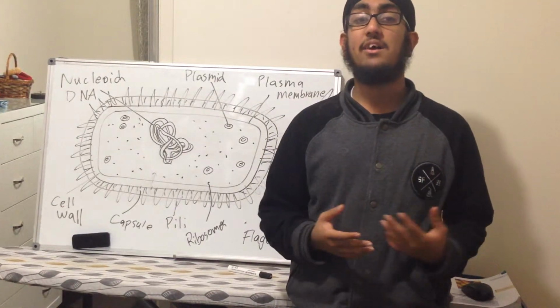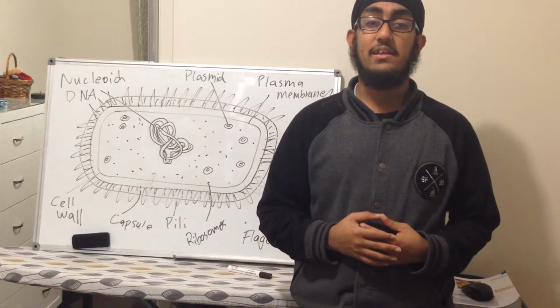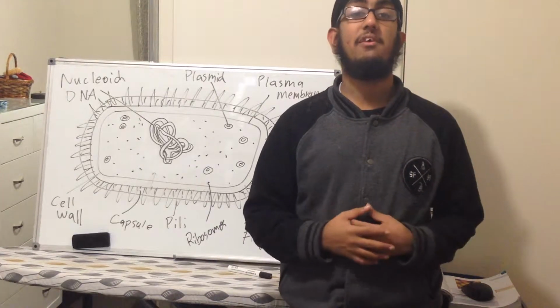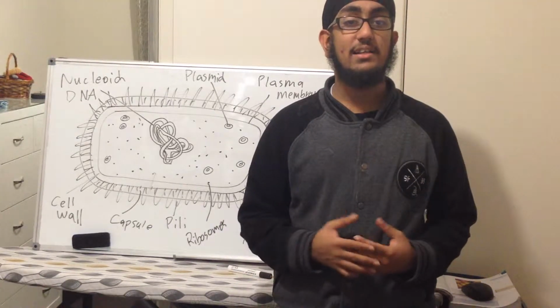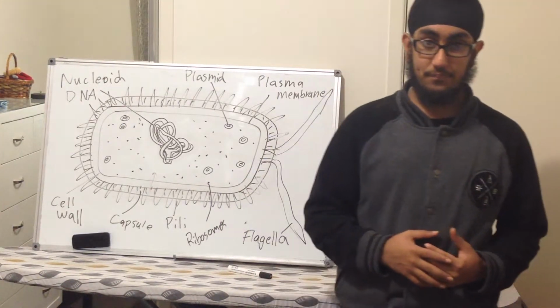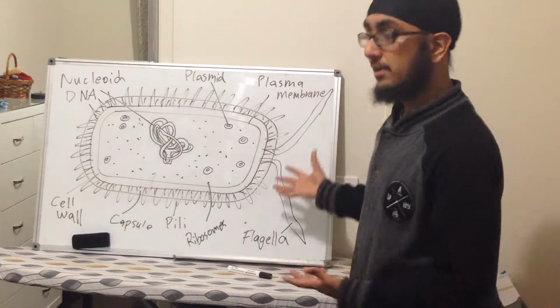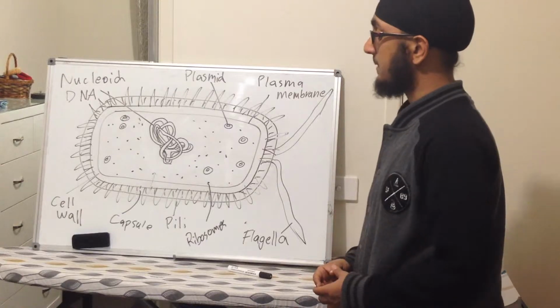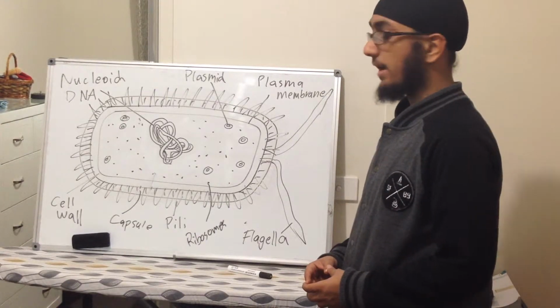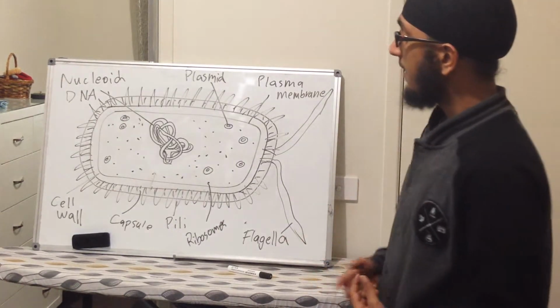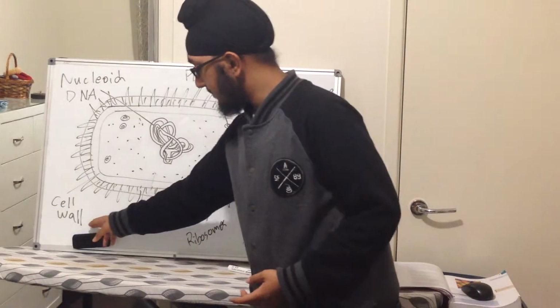Because of this lack of specialization of cells, they pretty much carry out all 7 life processes as a single unit of cell. So let's continue by labeling. I've labeled it, but now I'll explain what these labels of prokaryotic cells mean. To start off, I'm going to start with the cell wall.